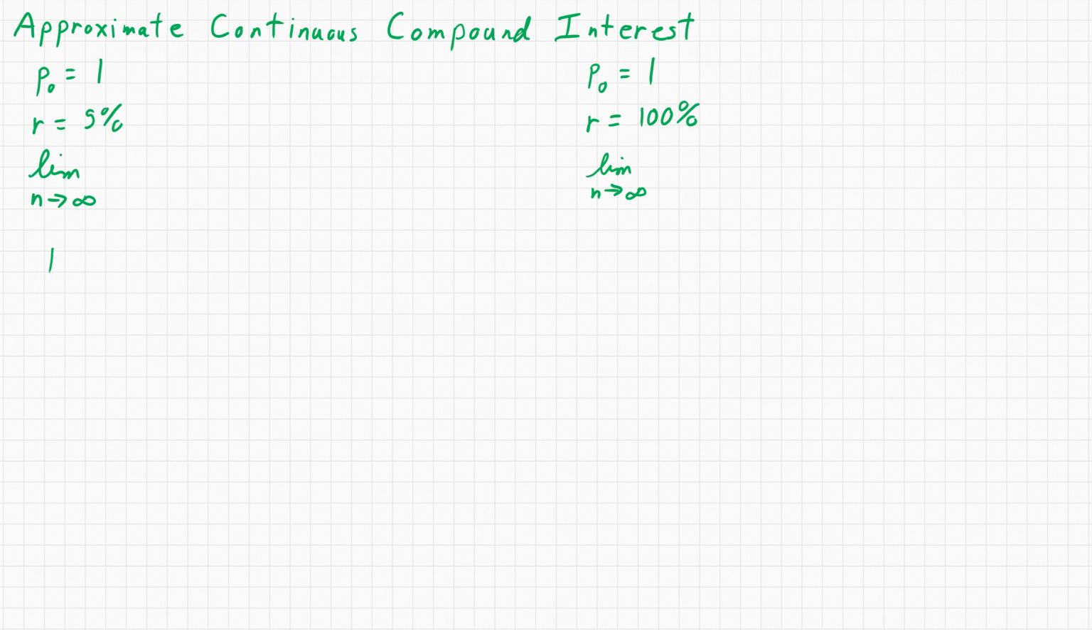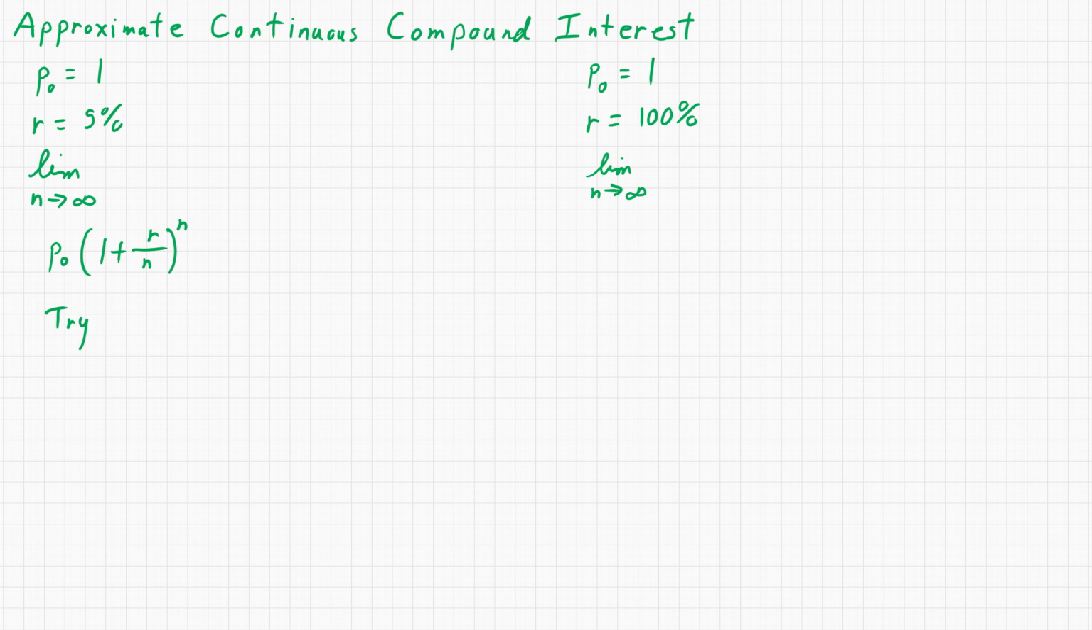So if we plug this in, it's P naught times 1 plus r over n, to the n. If we plugged in n equals infinity, then we get r over infinity, which is kind of like 0, but then we get to the infinity power, and so who knows what's going to happen there. We can't just figure it out. So instead we're going to approximate it.